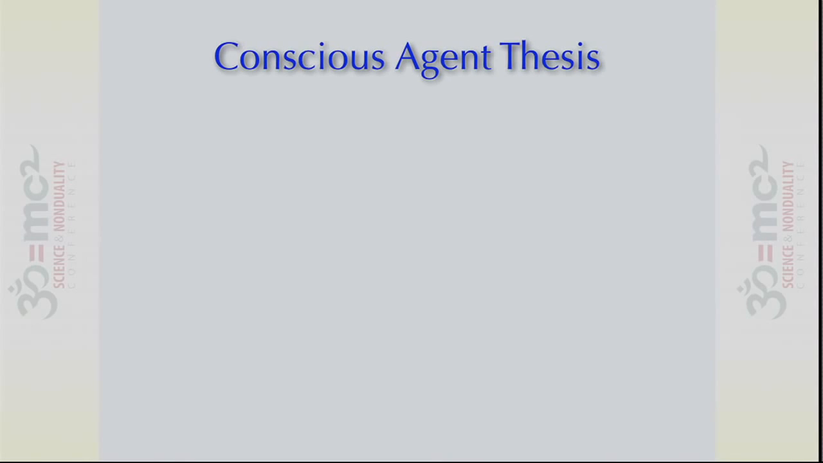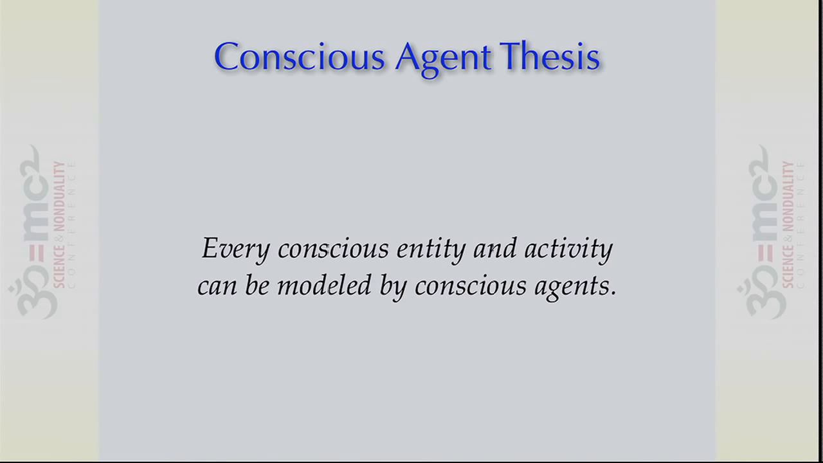And then, now here's where part of going out on a limb, making risky claims, I claim what I call the conscious agent thesis, that every conscious entity and every conscious activity can be modeled by interacting conscious agents. That's the claim. It's in a similar spirit to the Church-Turing thesis in the theory of computation. Turing proposed this formalism called the Turing machine and made the claim that every effective procedure can be written as an instance of this abstract formalism that he wrote down.